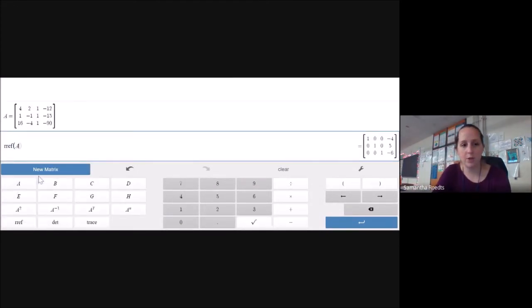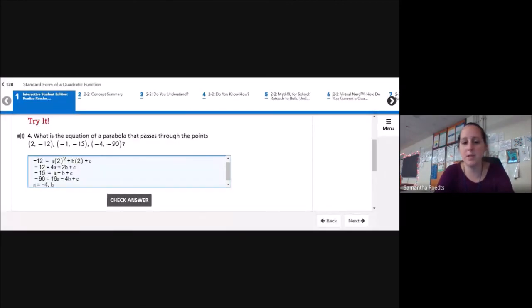I'm going to reduce to row echelon form. So A is negative 4, B is 5, C is negative 6. So when I write my equation, y equals negative 4x squared plus 5x minus 6.